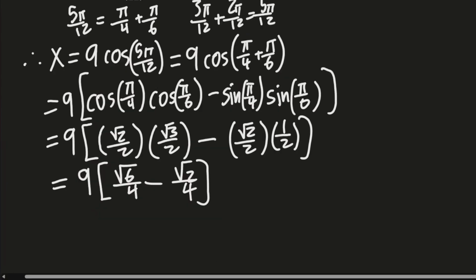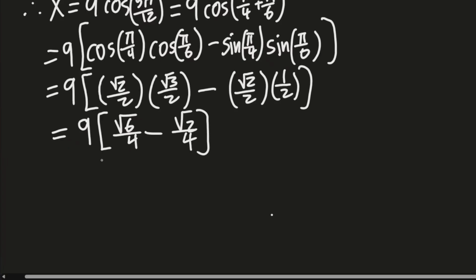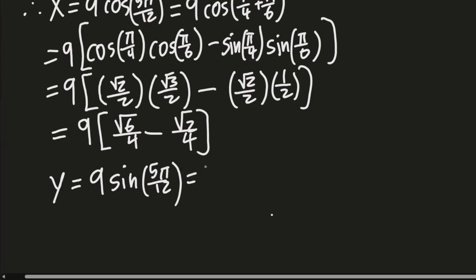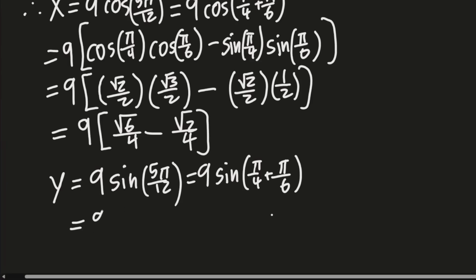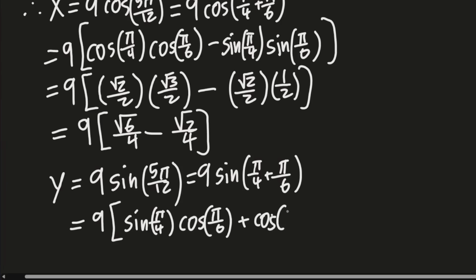Okay, now we need to find the imaginary part, and so we want y, which is going to be equal to 9 times the sine of 5 pi over 12. We can basically do the same thing that we did for x, which is we replace 5 pi over 12 with pi over 4 plus pi over 6. This time we will use the sine angle addition formula, which gives us 9 times sine of pi over 4 times the cosine of pi over 6 plus the cosine of pi over 4 times the sine of pi over 6.